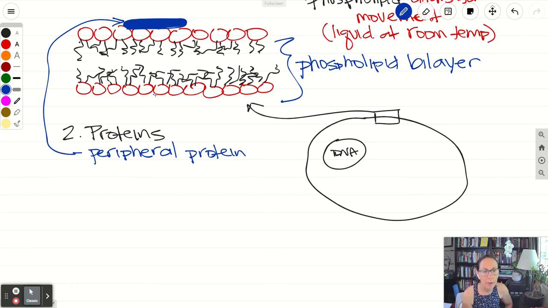You could also have one on the inside too. So I'm going to draw another one here. I'll make it a little bit smaller just so you know that there are different shapes and sizes of these proteins. So a peripheral protein is just going to stick to the heads of the phospholipids. The second type of protein, let me get another color, is called an integral protein.